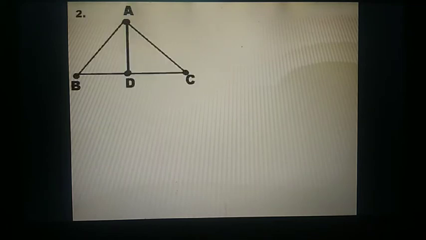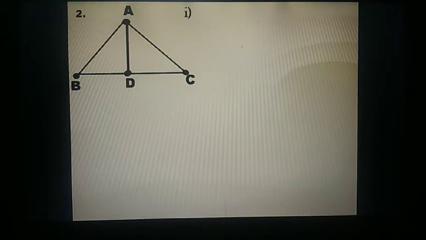Moving to question number 2. AB equals AC. It's given in the question only that AB and AC are equal to each other. And D is the midpoint of BC. Now here D is a midpoint, which means BD and DC are equal in length. You have to state 3 pairs of equal parts in triangle ADB and triangle ADC.